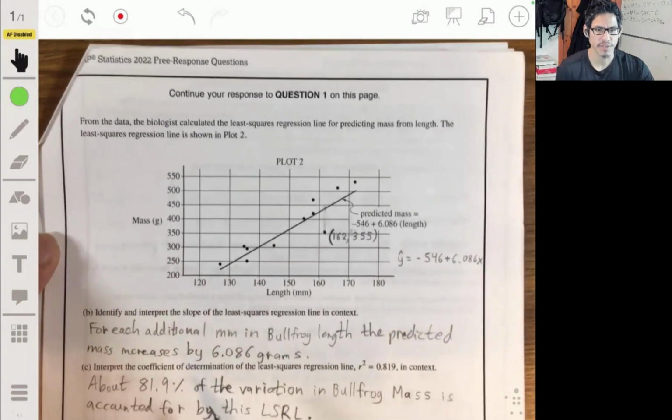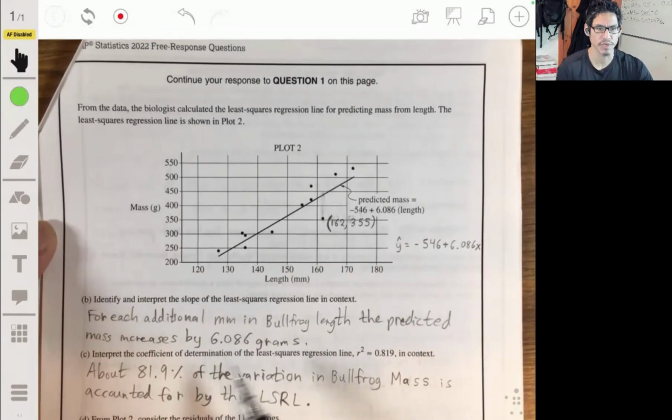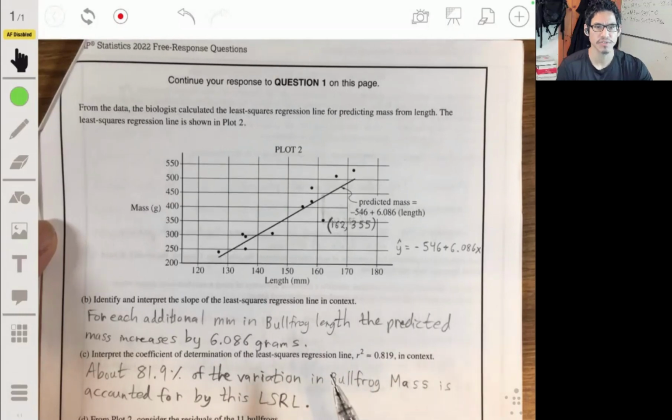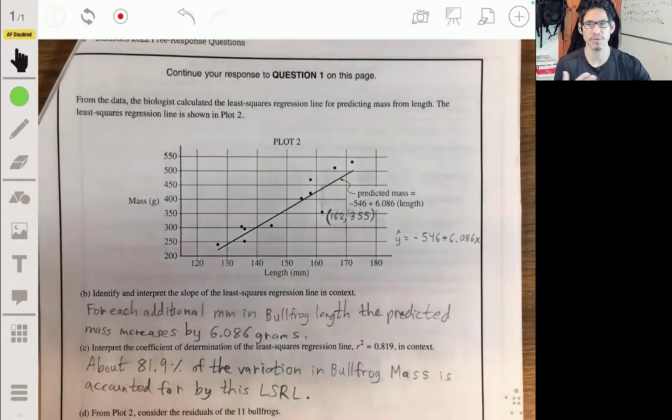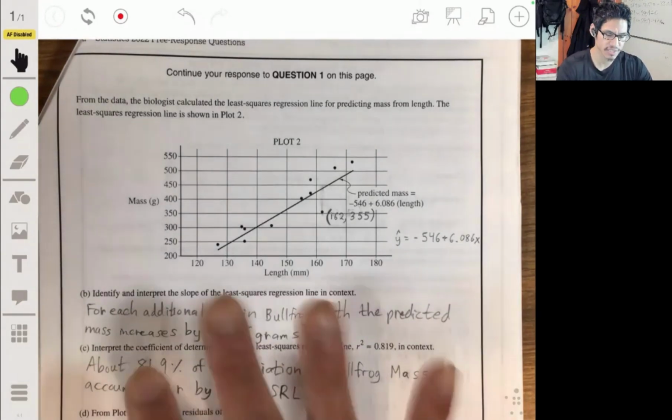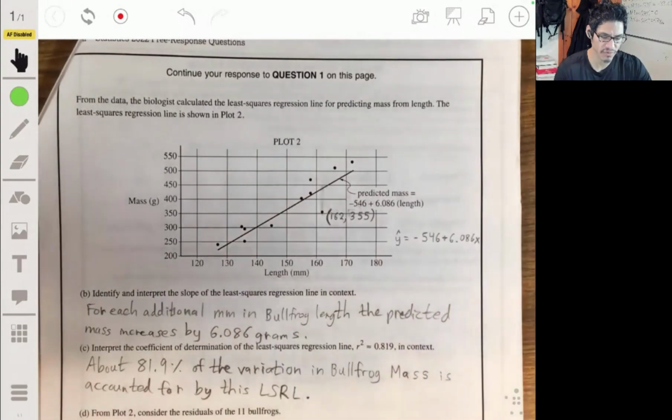Now, part C, interpret the coefficient of determination for the least squares regression line, r squared equals 0.819, in context. This is basically telling you the percent of variation that this least squares regression line accounts for.